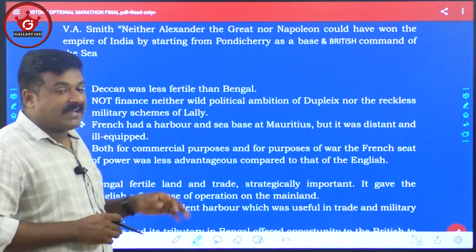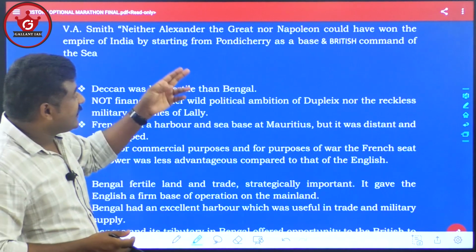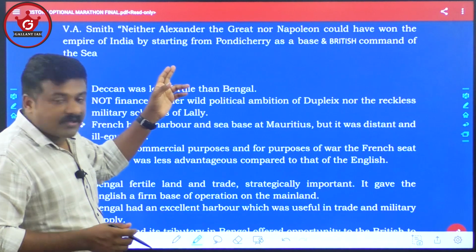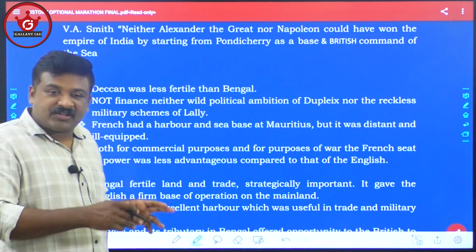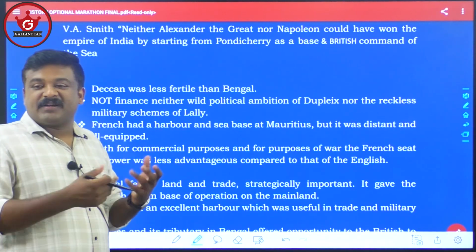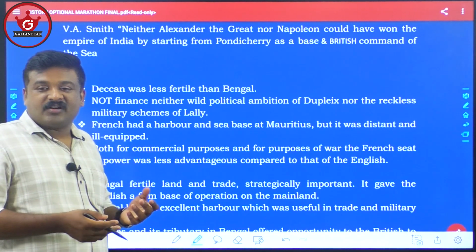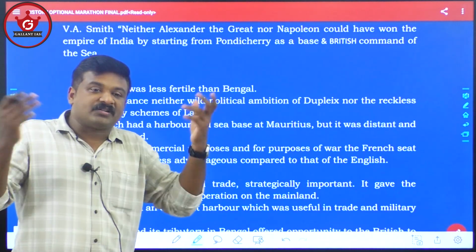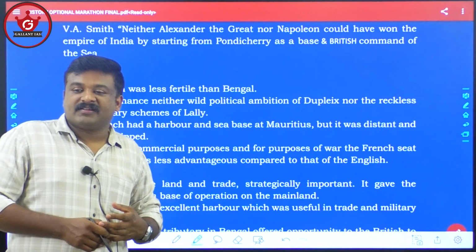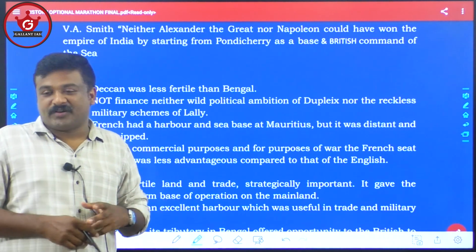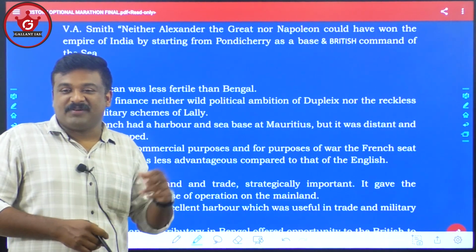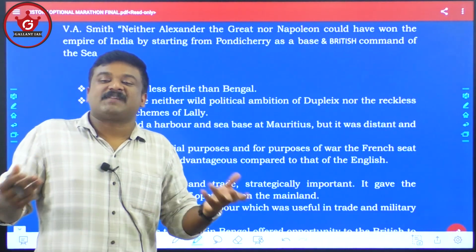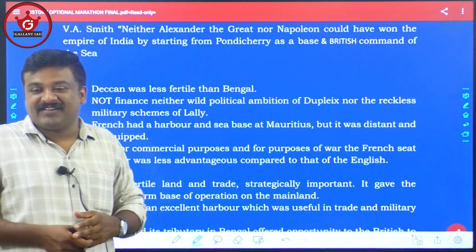Yes, neither Alexander nor Napoleon could build a huge empire on a Pondicherry base. The fact is very simple: the British or the French, or Napoleon or Alexander, not even the greatest guys can build an empire starting with Pondicherry. The French East India Company failed here because they started from Pondicherry. The British became successful here because they started from Bengal.